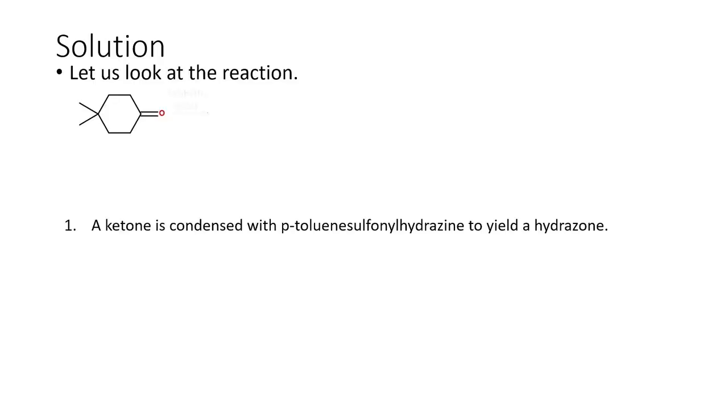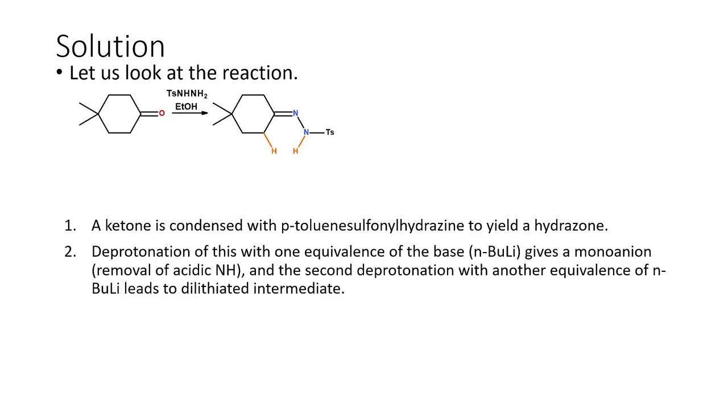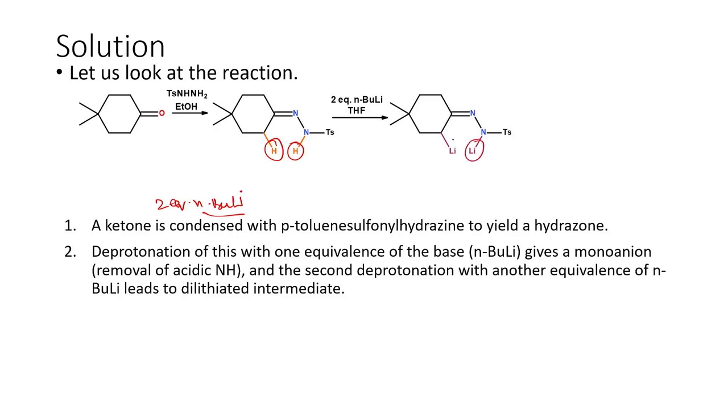So let us look at the reaction. We know how the first couple of steps proceed, so we end up with this particular hydrazone derivative. The next step is to use a strong base, and if you look at the question, two equivalents of N-butyl lithium are used. There should be some reason why we are using two equivalents. We have one acidic proton, and we also have another acidic proton. So if we use two equivalents of a strong base, obviously these two hydrogen atoms are going to be abstracted by the base. So we end up with a dilithio derivative in this particular case.